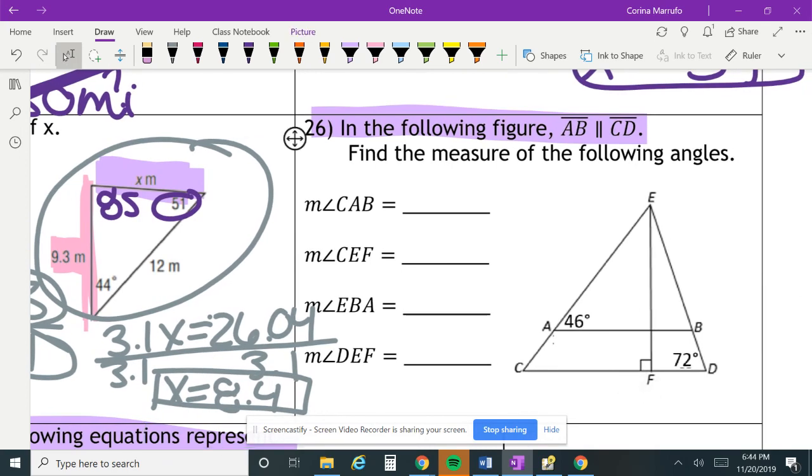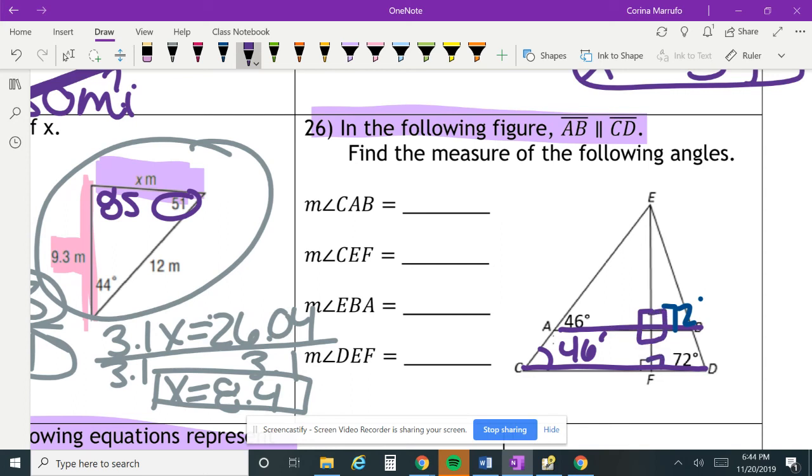All right, so the next one says, in the following, find the measures of the angles, and then they tell us that AB is parallel to CD. So it says these two are parallel, meaning that this angle must also be 46, and then this angle will be 72. So I can put this in here. And then these are all right angles in here, all the way around, the same here.